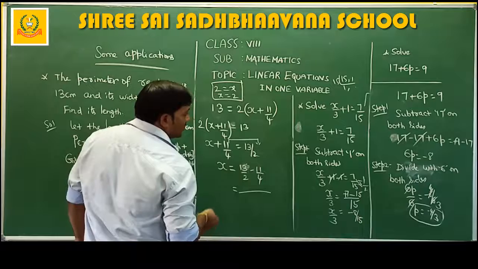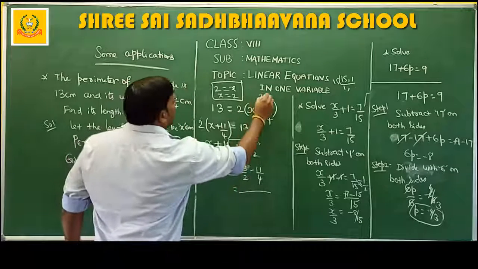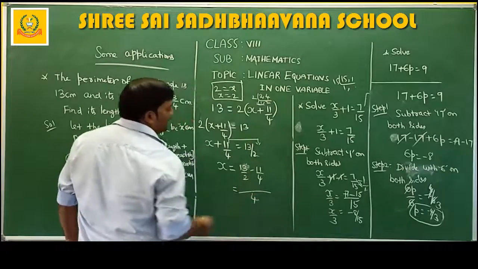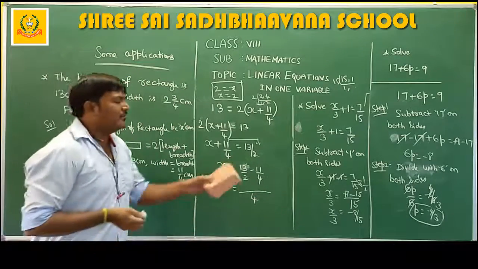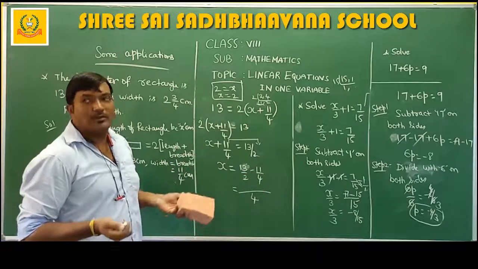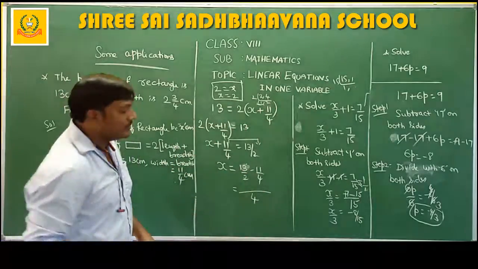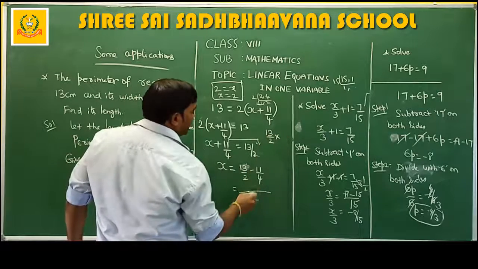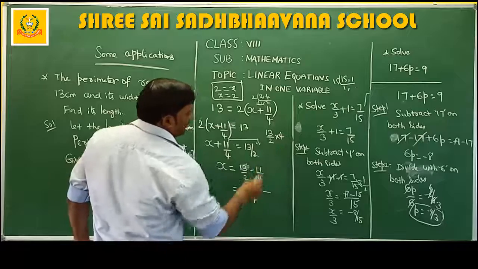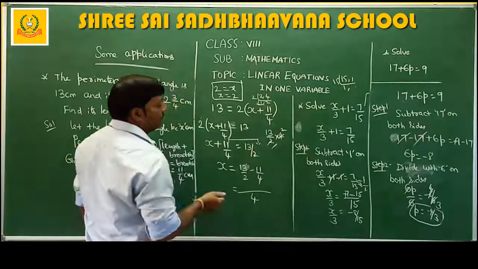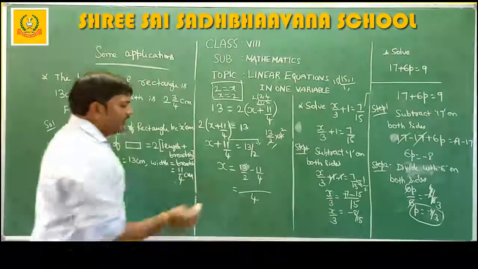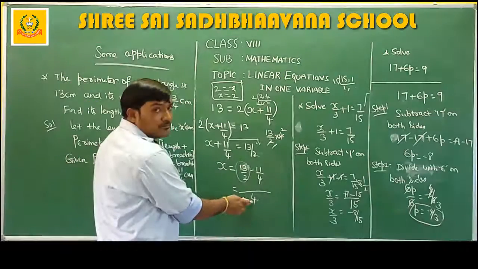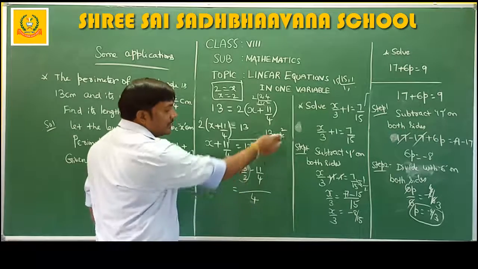Now, same thing we did for the last one. 2 and 4. What is the LCM of 2 and 4? The LCM of 2 and 4 is 4. Anyway, you can find the LCM for 2 and 4, and obviously you will get 4. So 4 will be the denominator. And now what you should do? It's very simple. Just take this term and multiply with the LCM.